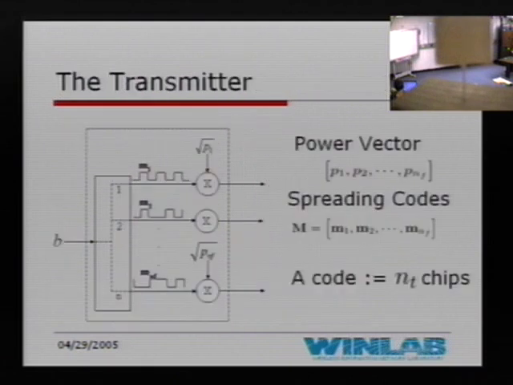I will just repeat this, because we need to remember it for the rest of the talk. I'll repeat it by taking blocks at a time. As I've noted there, this is a power vector P1 to P of NF applied in each subcarrier, and there are spreading codes given by this spreading matrix capital M. All these are the NF spreading codes in the NF subcarriers, and each code is of NT chips.